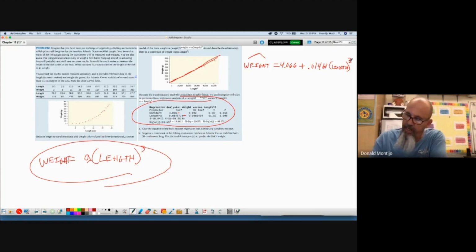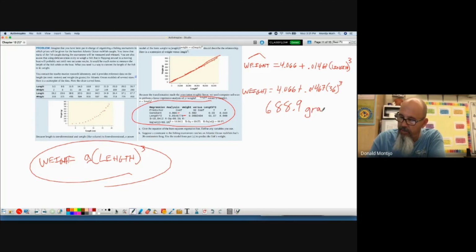Well, let's plug it in. So the weight would equal 4.066 plus 0.01467 times the length, which is 36 cubed. So I take 36 times 36 times 36, multiply that number by 0.01467, the slope, to get my prediction. So I would predict that this fish would weigh 688.9 grams.